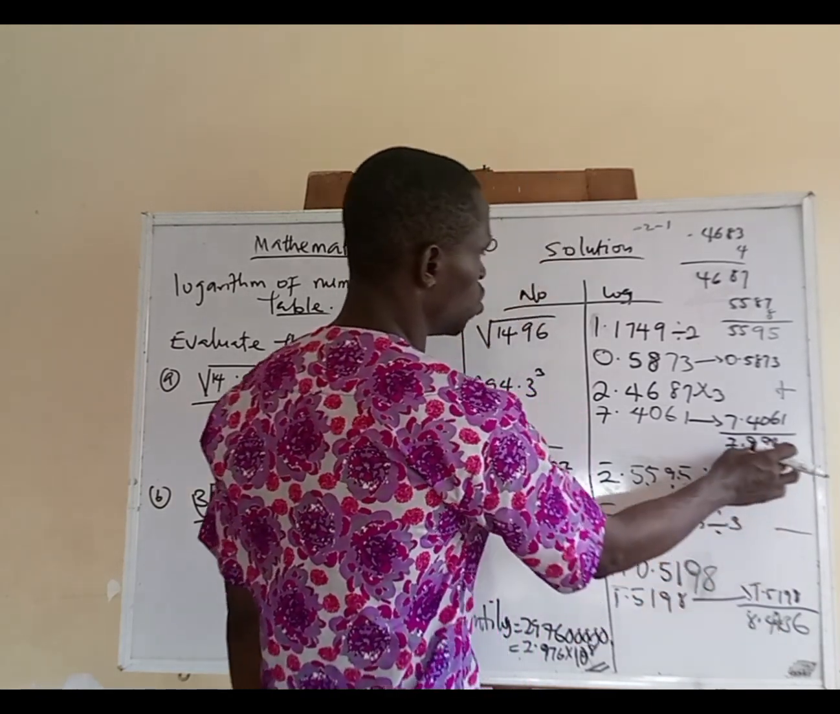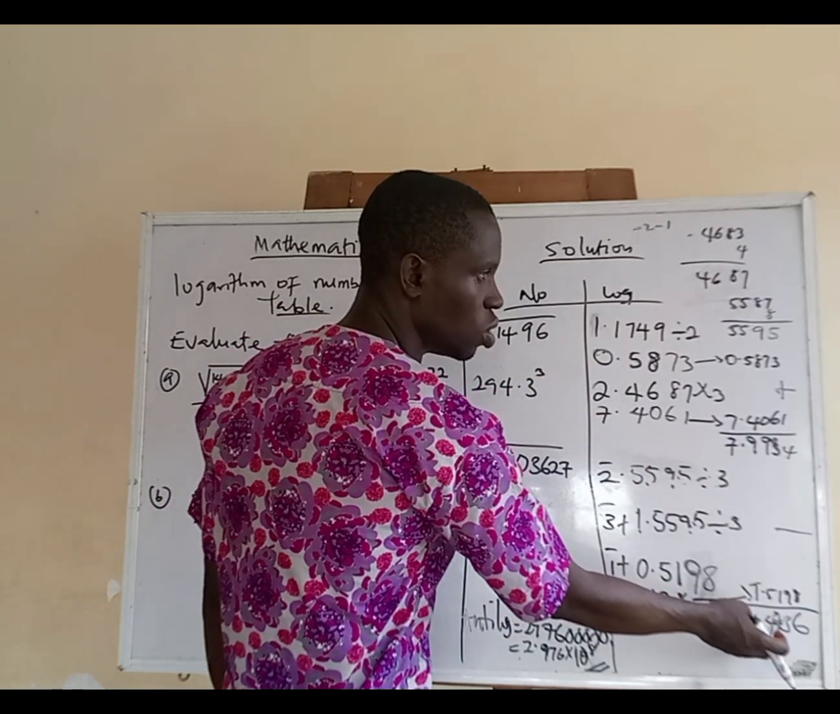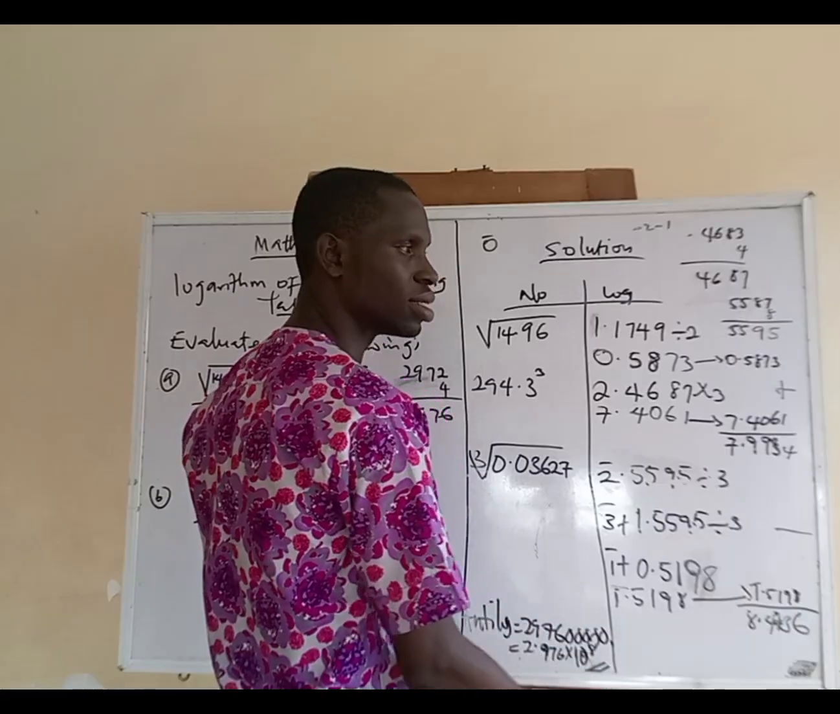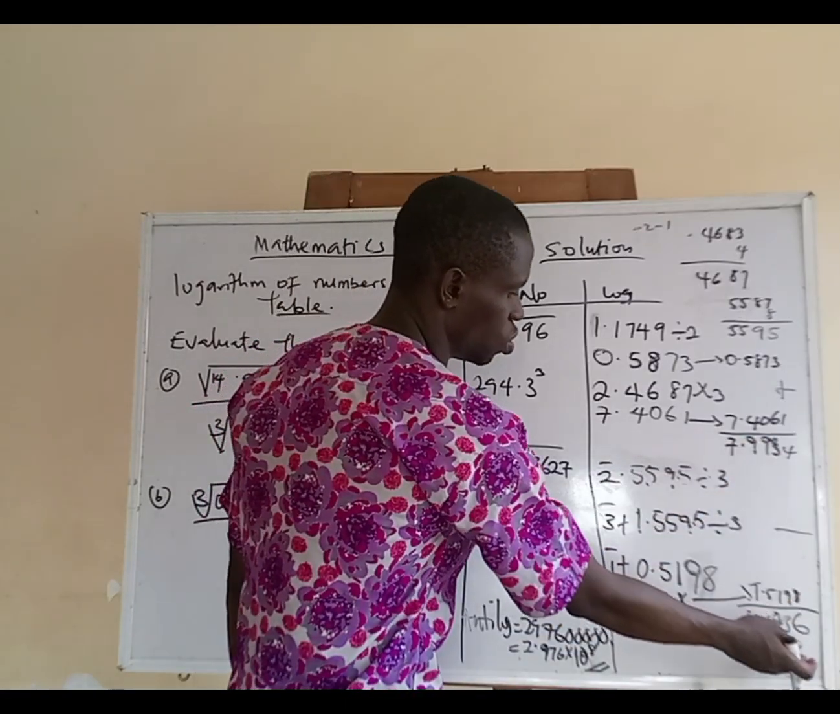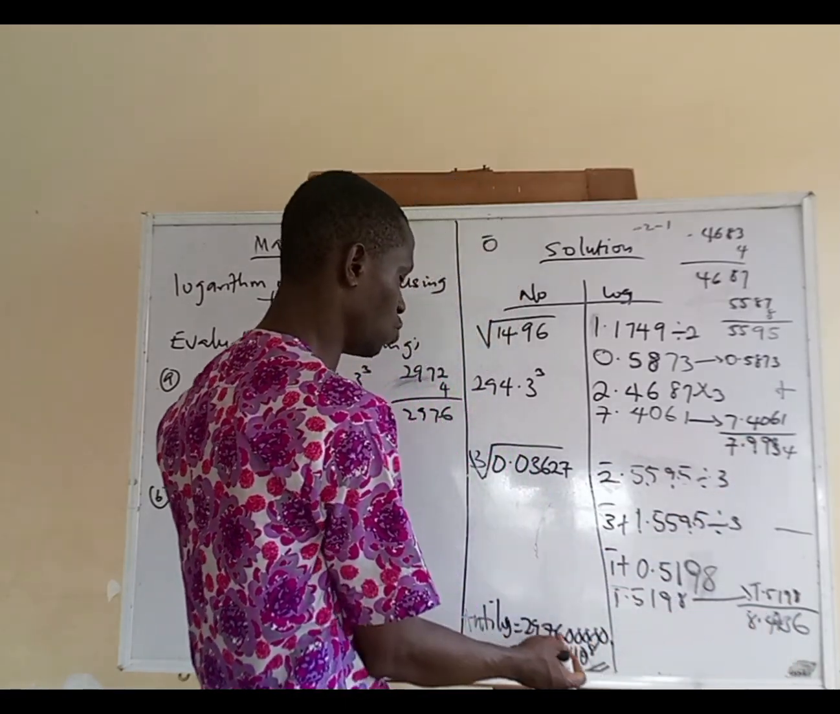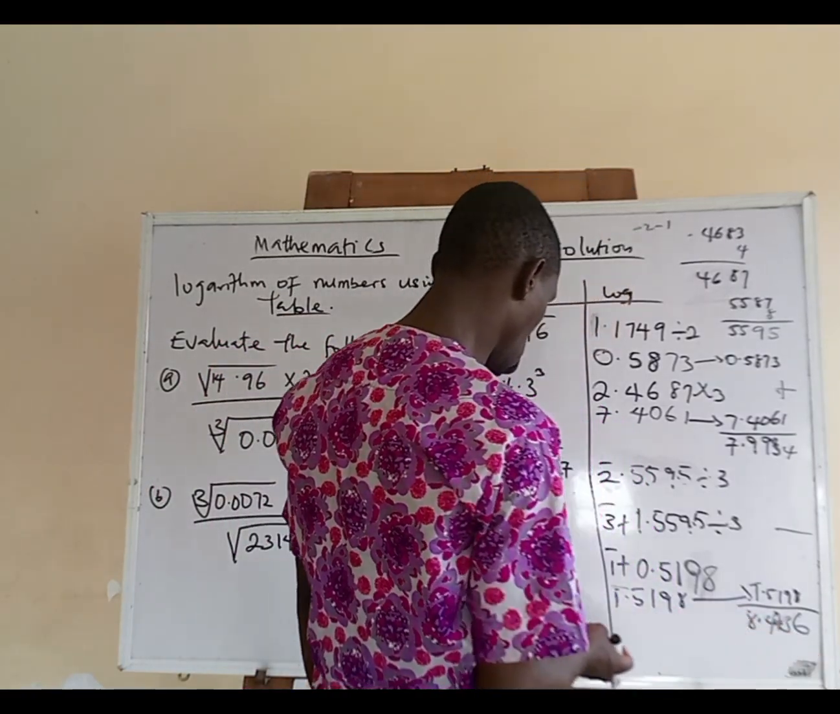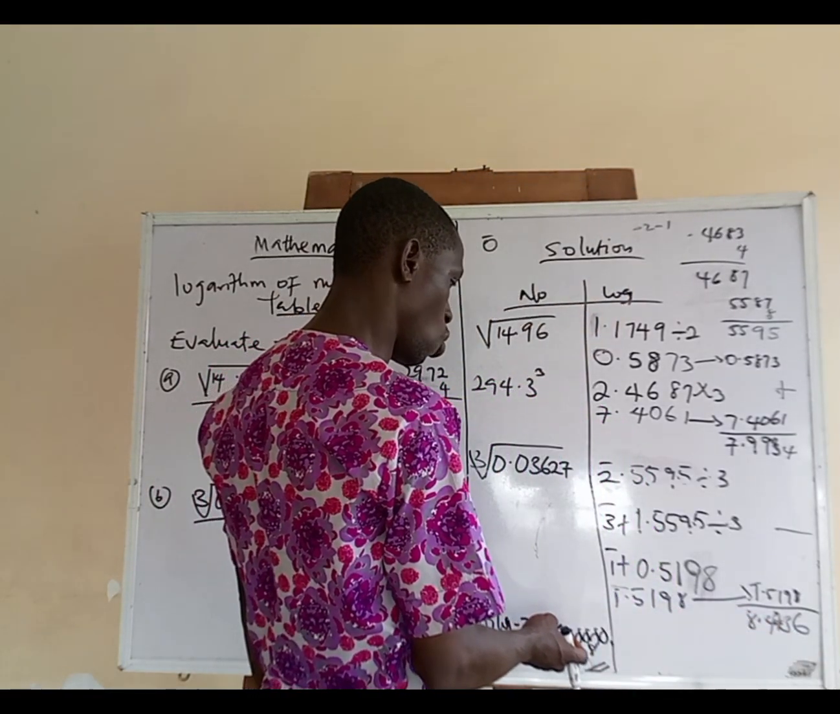This and this. This is for the numerator. This is for the denominator. It is division. So because it's division, we are going to subtract. So subtract this from this. We have this. Then we go forward to look for the anti-log. After you find the anti-log for 703.6, you have 2974.